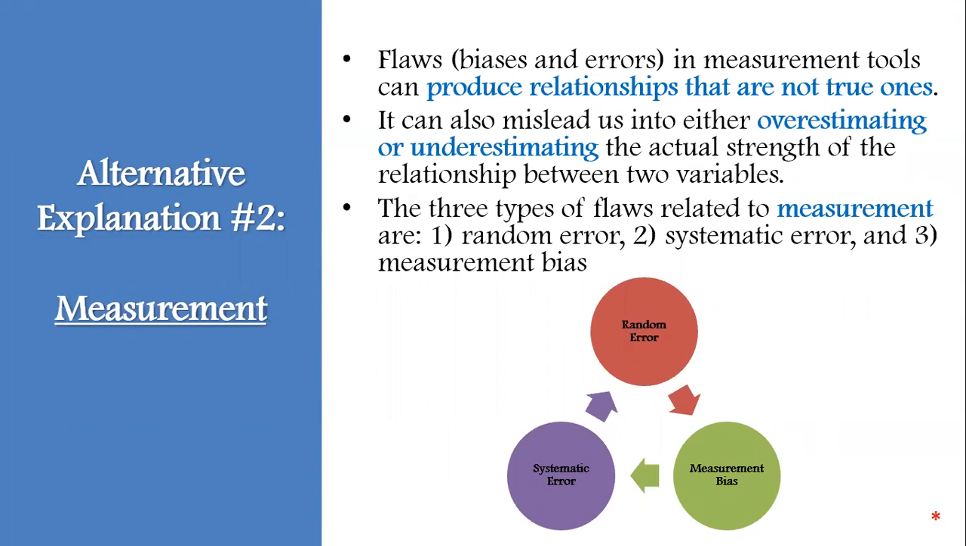The second alternative explanation is related to measurement. Flaws or biases and errors in measurement tools can produce relationships that are not true ones. It can also mislead us into either overestimating or underestimating the actual strength of the relationship between two variables. The three types of flaws related to measurement are: 1, random error; 2, systematic error; and 3, measurement bias.